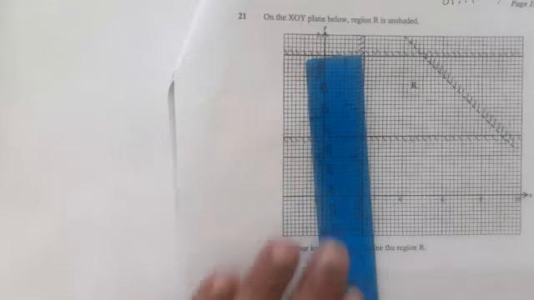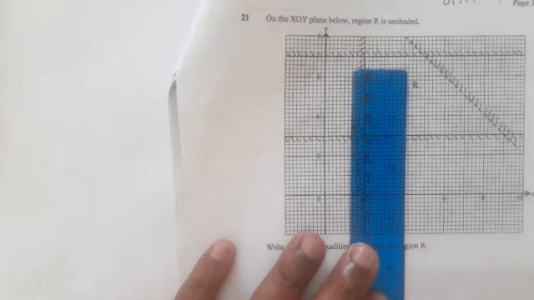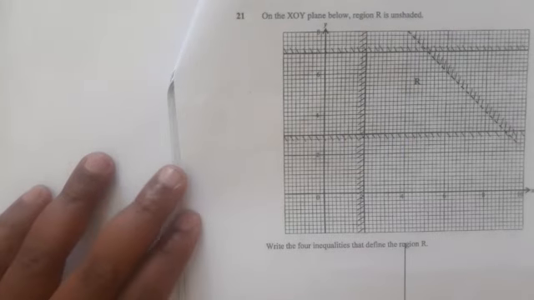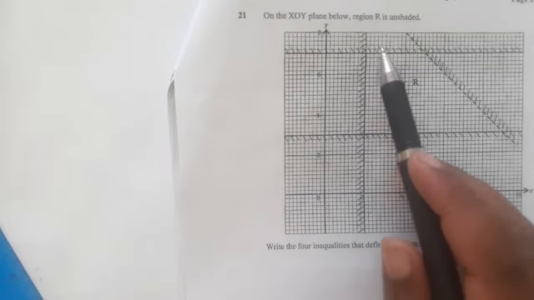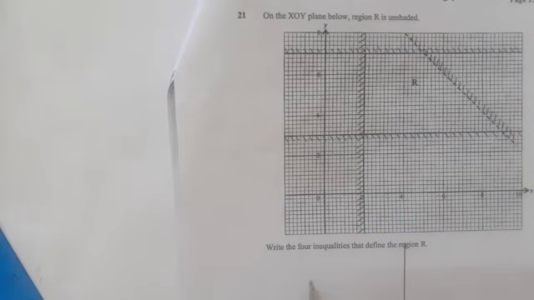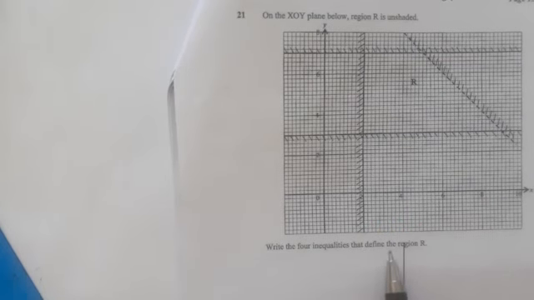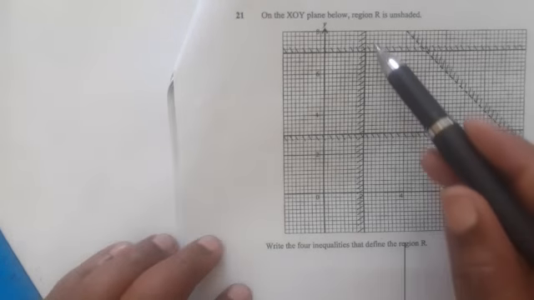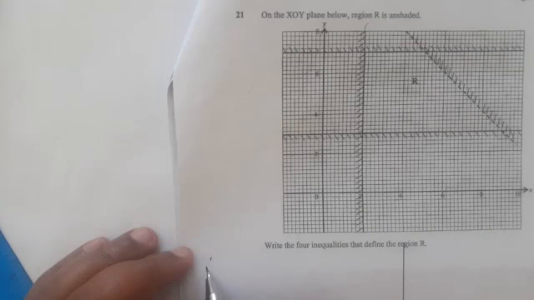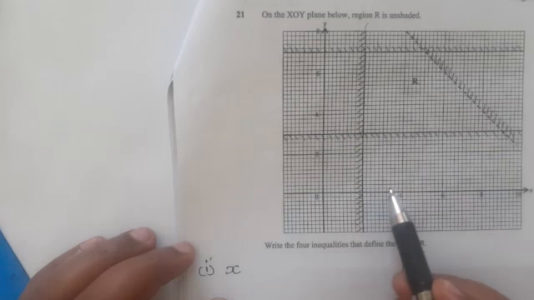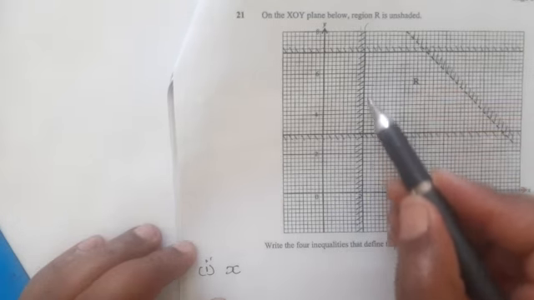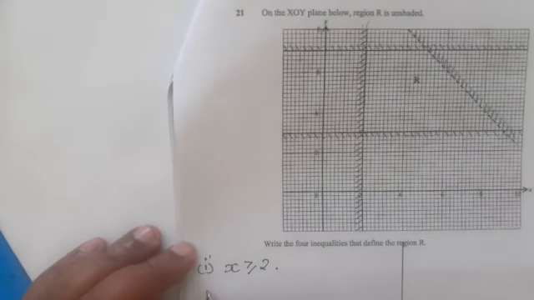Let's deal with question 21. Okay, so we are saying on the xy plane below, region R is unshaded. Write the four inequalities that define region R. So maybe you can go to this one. You've seen this one. This is passing through what? X. So the first one, number 1, it is x. But the side that is shaded is greater than this side. And this is a solid line. So it should be greater or equal to 2.